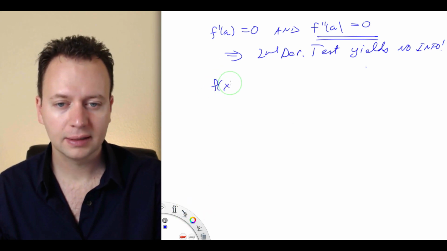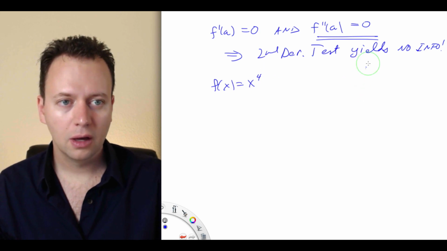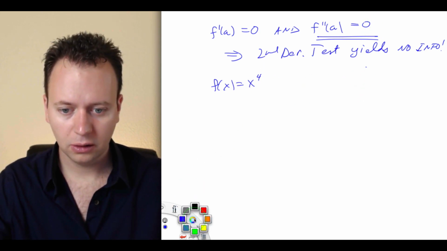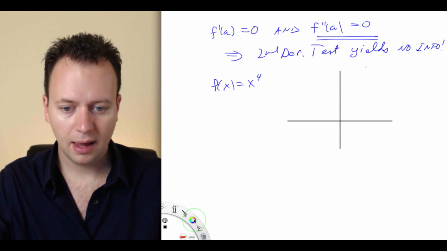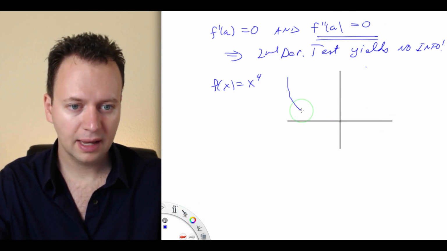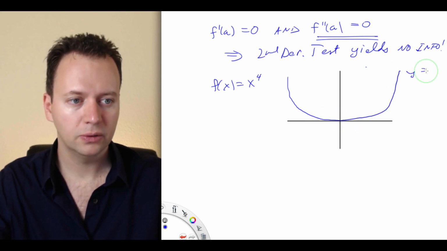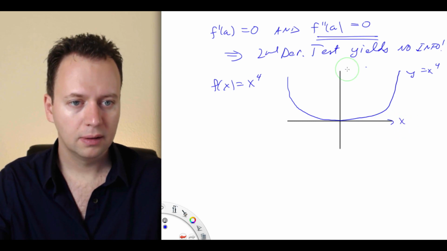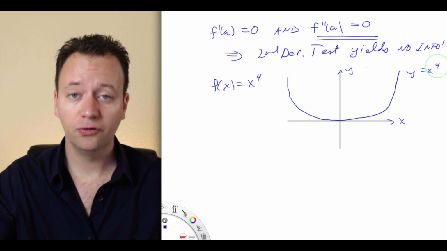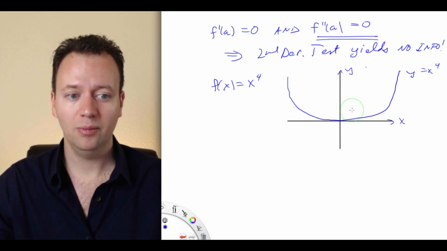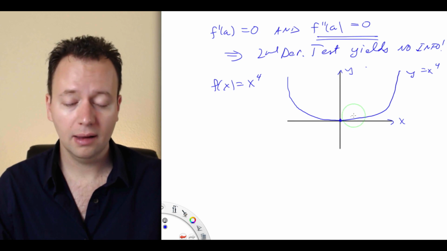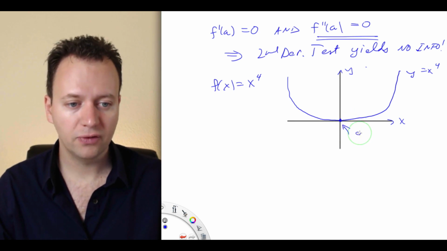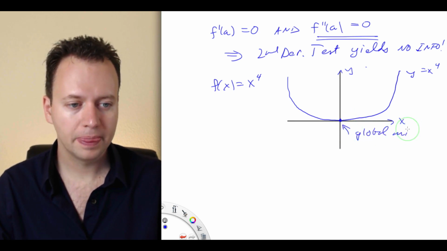So f of x equals x to the fourth. Well, this one we know is a local minimum because it's positive everywhere except at 0 where it's 0. So it's something like this. So this is y equals x to the fourth. Since it's x to the fourth, an even power of x, the output must always be positive. So at the point 0, you have to have a global minimum. So that's in fact our global minimum.